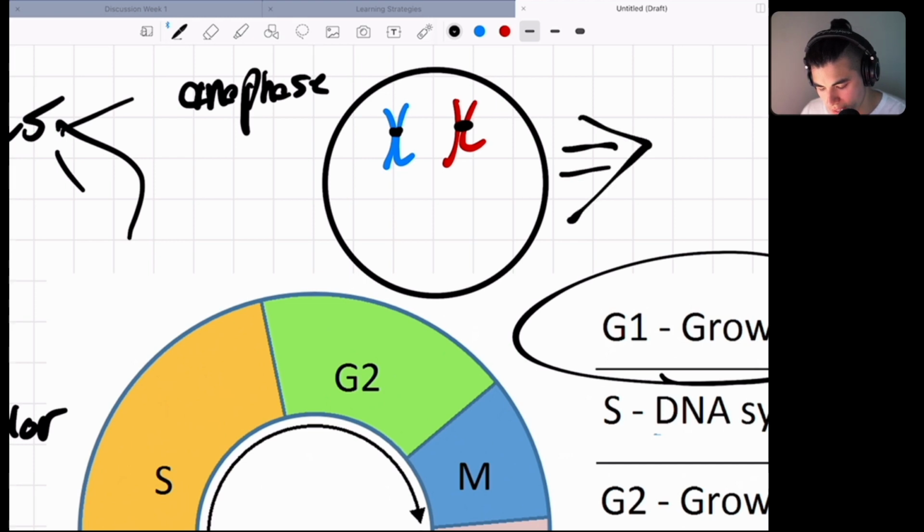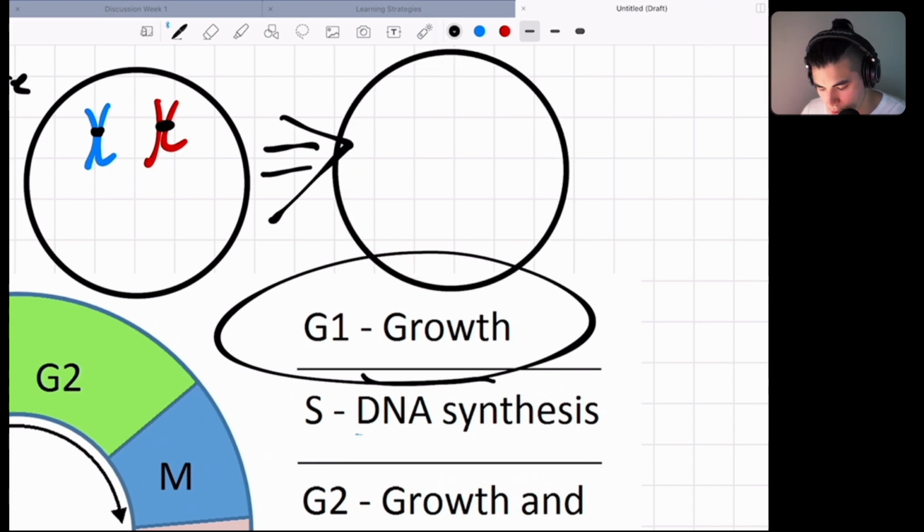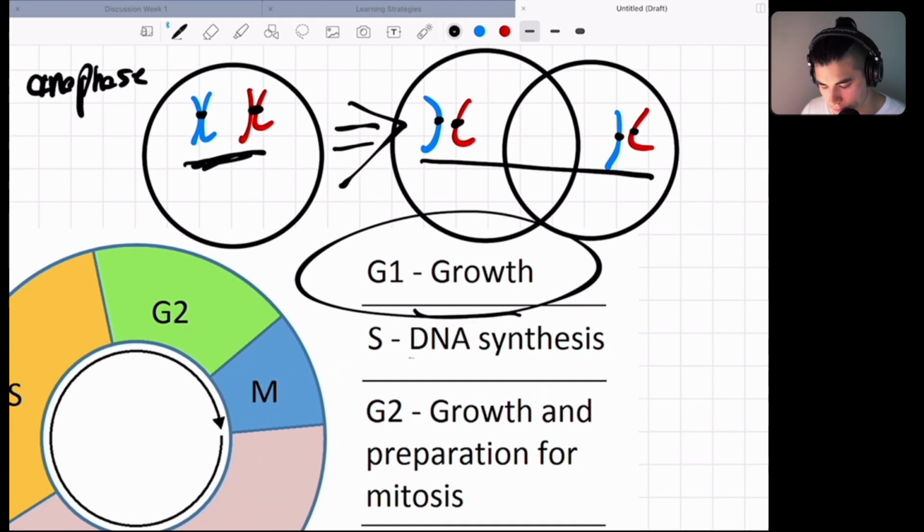And so what we get is something that looks like this. We have this, this, this, and this. Now, how many chromosomes are here? Here's a tricky question. How many chromosomes are here? There are 2 chromosomes here and 4 chromosomes here. When sister chromatids are separated, they become their own chromosome.